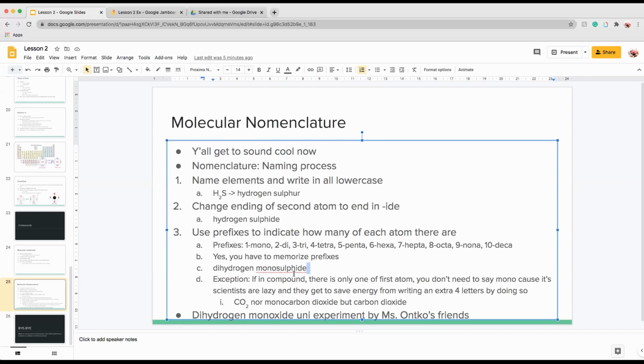So let's say we have dihydrogen monosulfide. The IUPAC name is dihydrogen monosulfide. But the chemical formula, where you write it with its symbols, is written as H2S. Now, using this IUPAC name, dihydrogen monoxide, can you guys figure out what its chemical formula is? As a hint, it is a very common chemical. You drink it a lot.